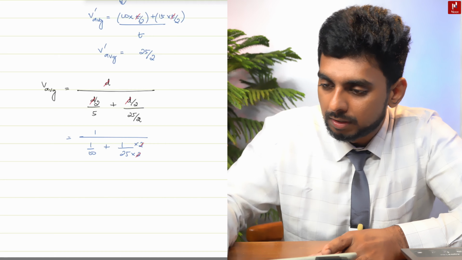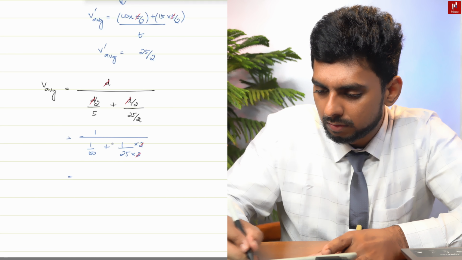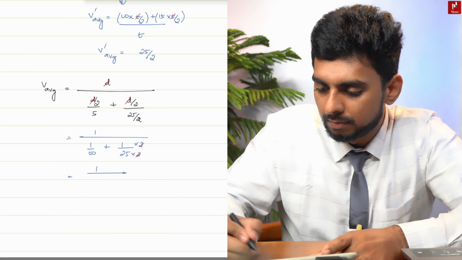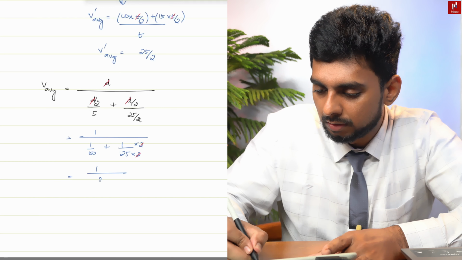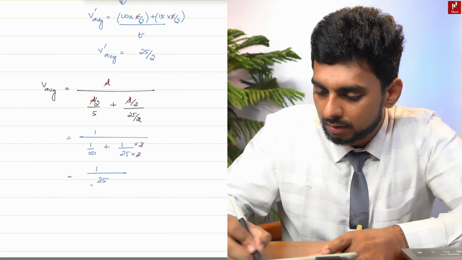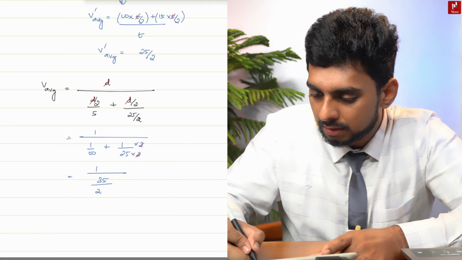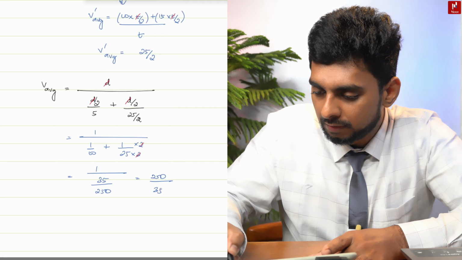If you have to do the cross multiplication, you would have got 25 plus 10, 1 divided by 25 plus 10, that's going to be 35, isn't it? Divided by 250. Yeah, that's right, divided by 250. So that should have been 250 divided by 35.